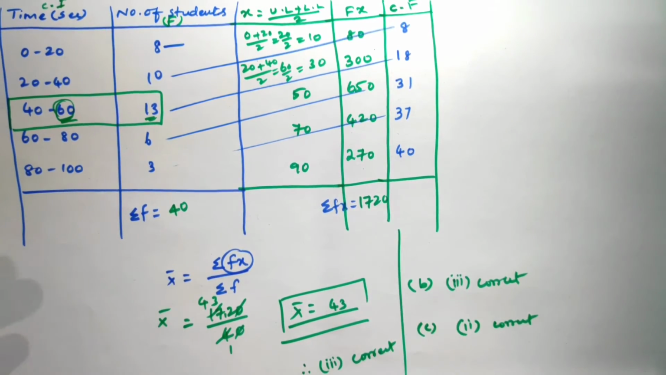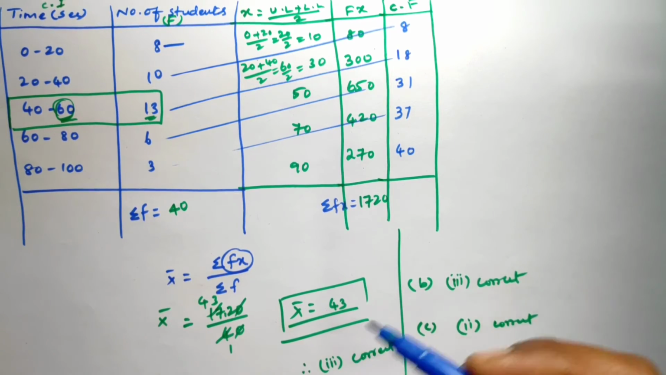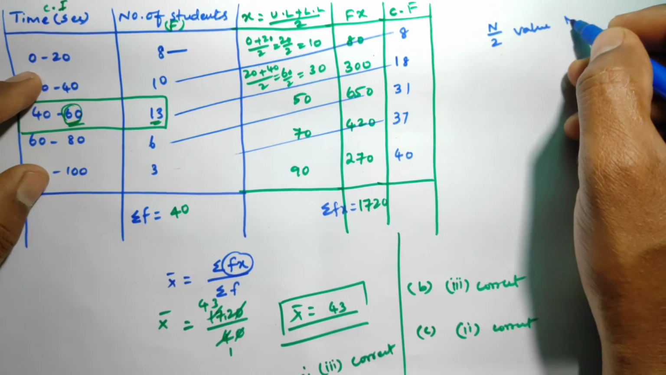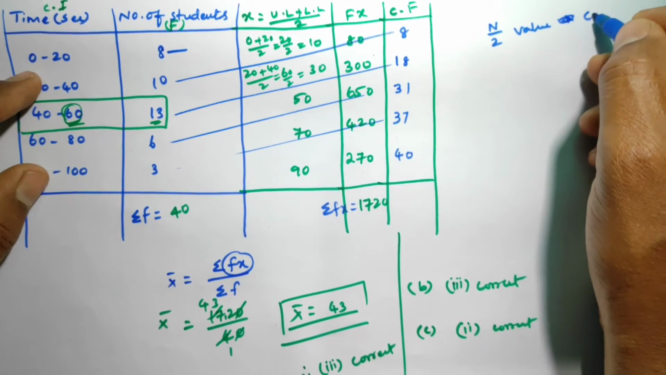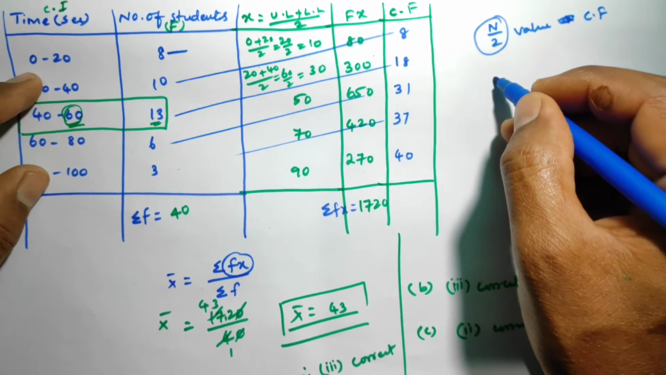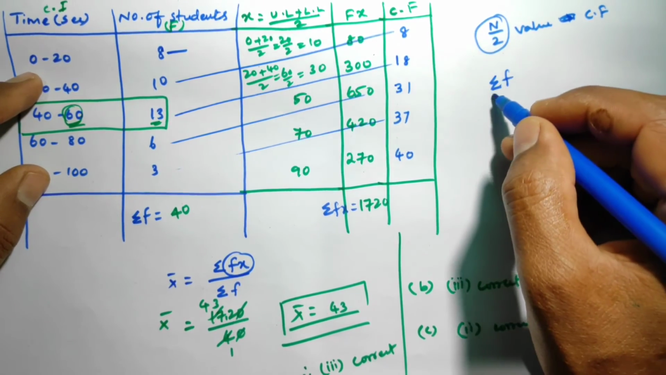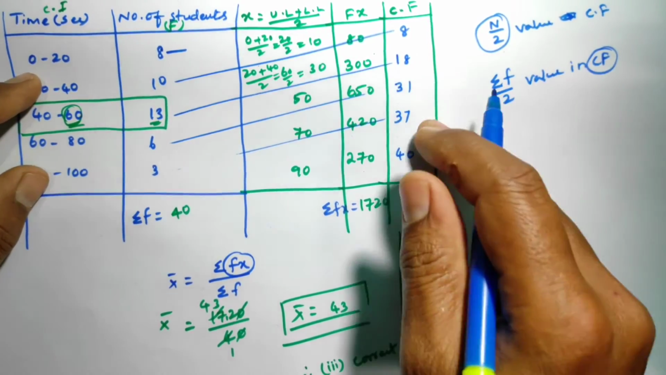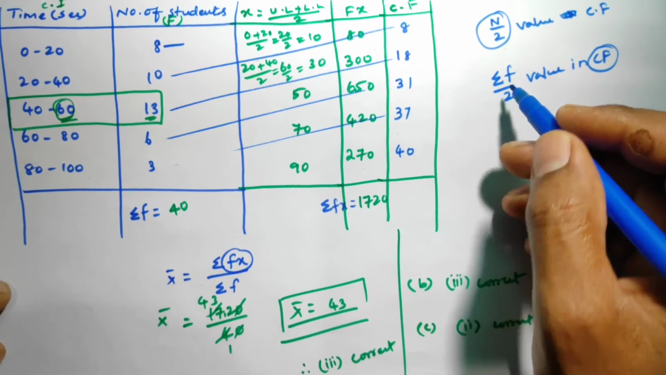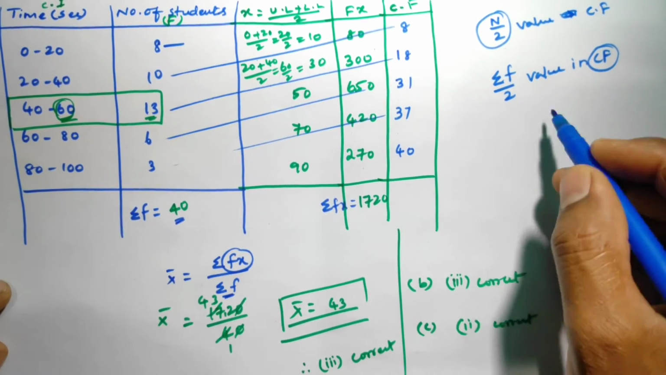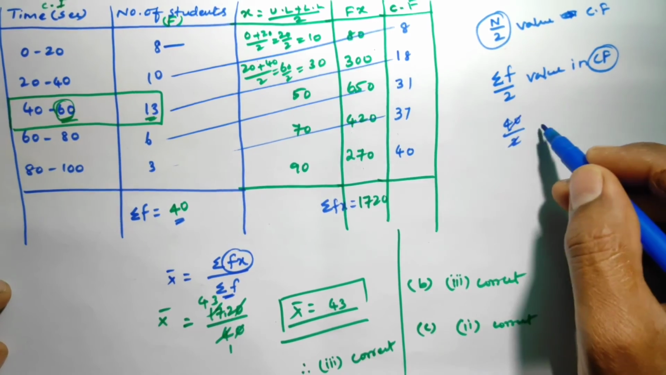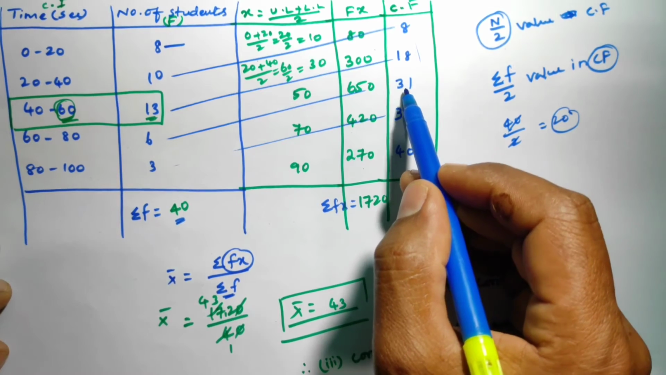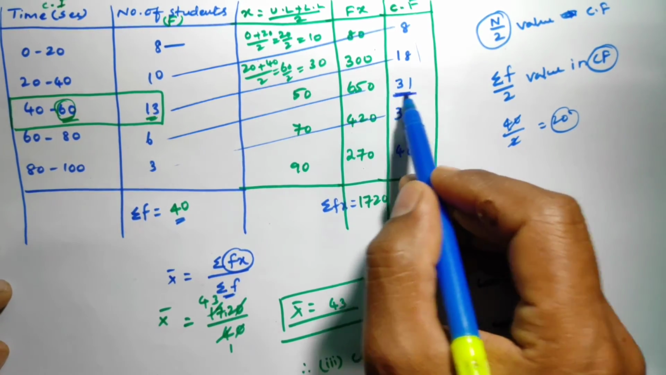To find the median class, you already know how. N by 2 value: where does it lie in the cumulative frequency? Here n means nothing but the summation of f. The summation of f by 2 value we have to check in the cumulative frequency, and there we will get the median class. The summation f value we already got: 40. 40 by 2, if you divide, you will get 20. So where does 20 lie in the cumulative frequency? In 31, 20 will be there. So this is the median class.